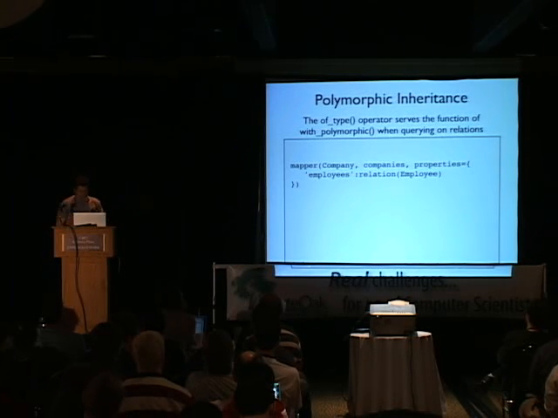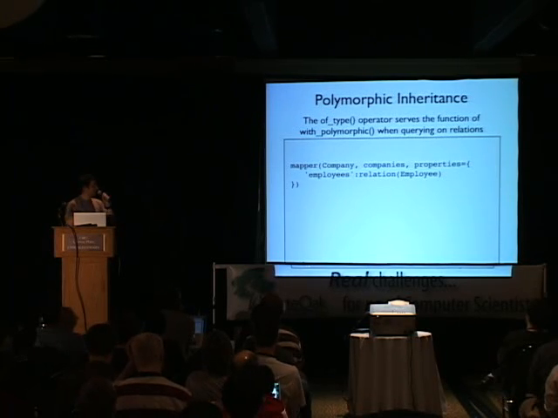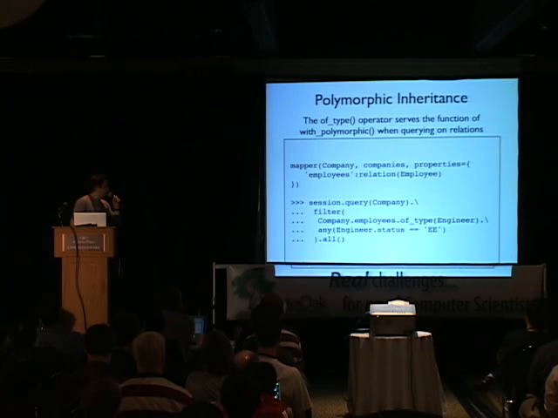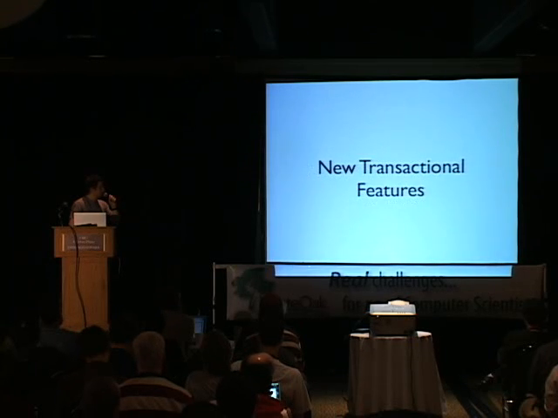Similar to with polymorphic, of type is another operator which you can use in joins. If we have a company class with a collection of employees, we can query for companies where employees of type engineer have a status of EE. That's just a way to do the right joins.